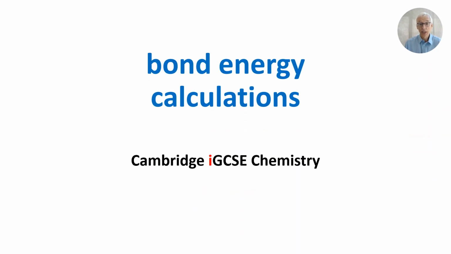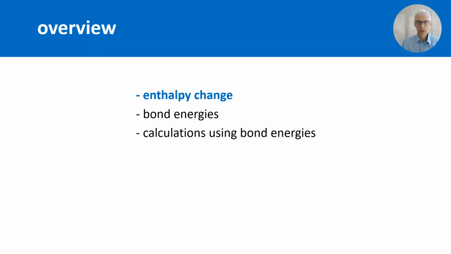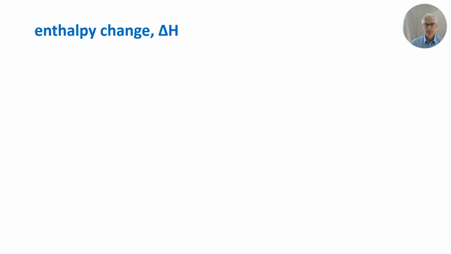Bond energy calculations for Cambridge iGCSE Chemistry. So the overview: we'll start with enthalpy change, the idea of bond energy, and then calculations involving bond energies. Enthalpy change, delta H.